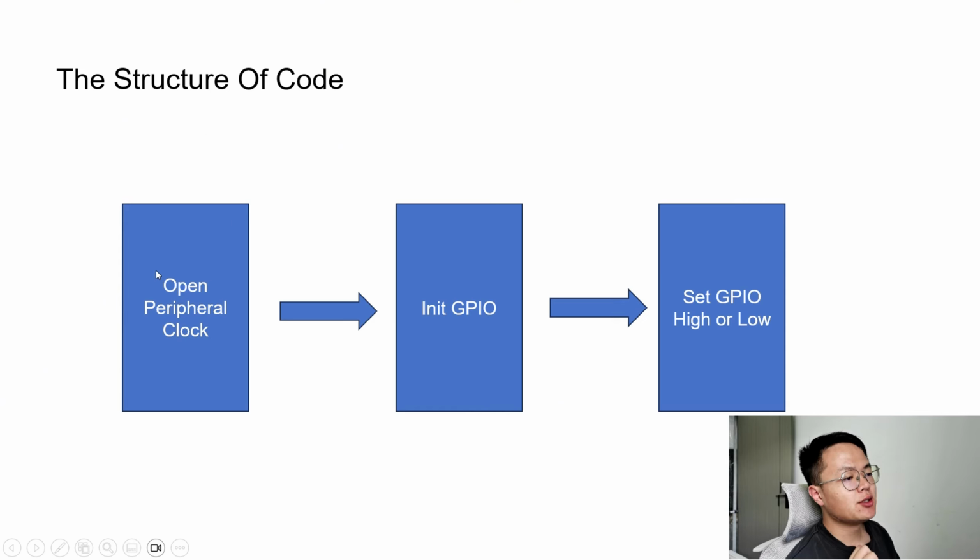The first step, we need to open the peripheral clock. In the previous videos, we talked about GPIO being one of the peripherals. So the first step is to open the peripheral clock, and then we need to init GPIO. And the next step is to set GPIO high or low to ignite the LED.